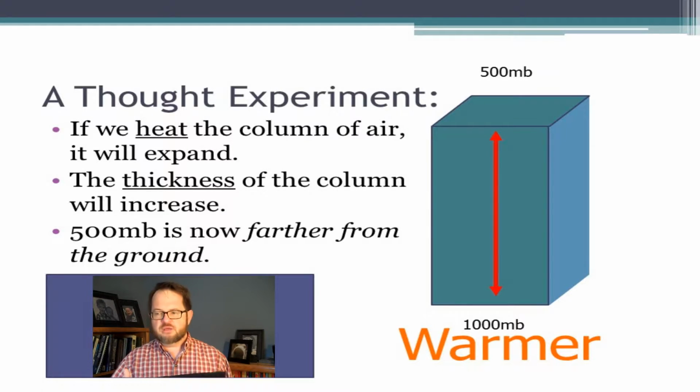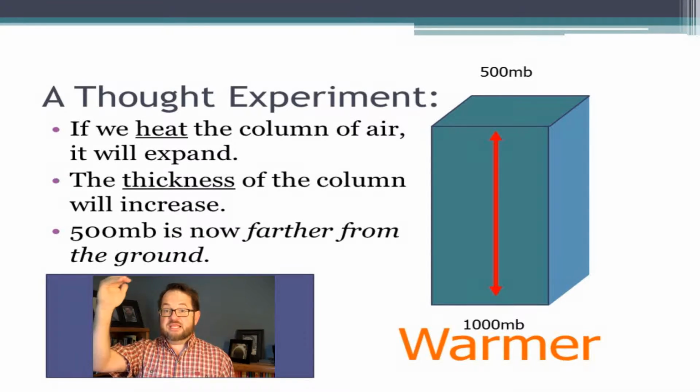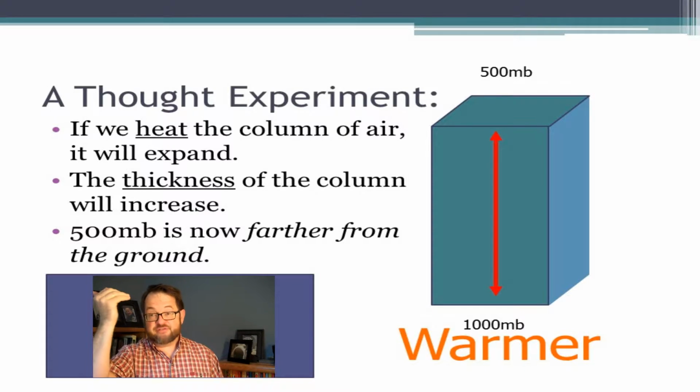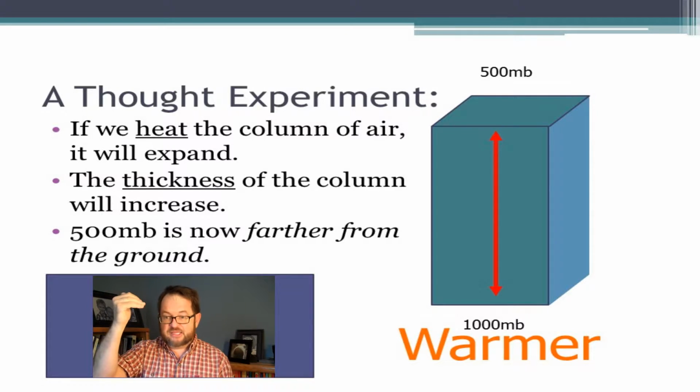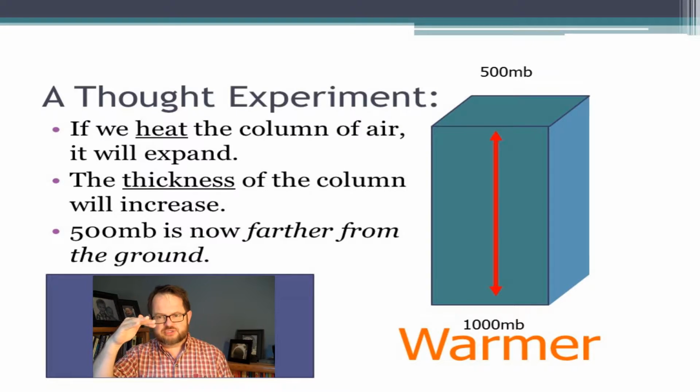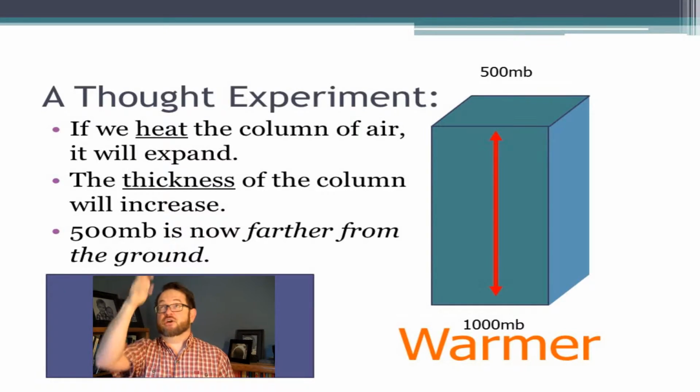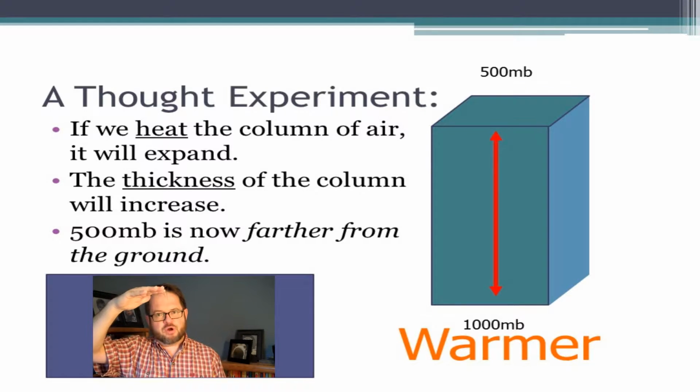Now, let's take that column of air and say, well, what would happen if we warmed that layer of air? For whatever reason, this is a warmer layer of air. How will the thickness change? The top of the layer of air still has a pressure of 500 millibars, and the bottom of the column of air still has a pressure of 1,000 millibars. We haven't done anything to the air above it, so we haven't changed the weight of the air above it, and therefore the pressures haven't changed. But the layer itself will have expanded as it got warmer.